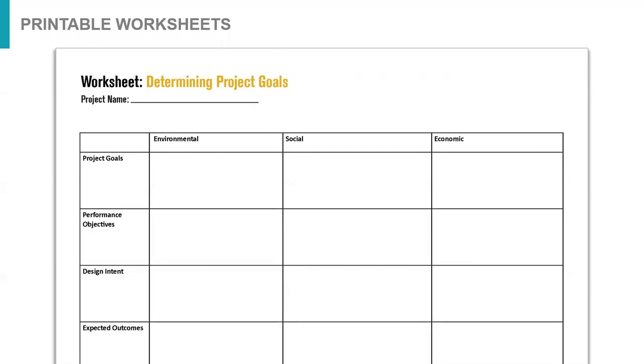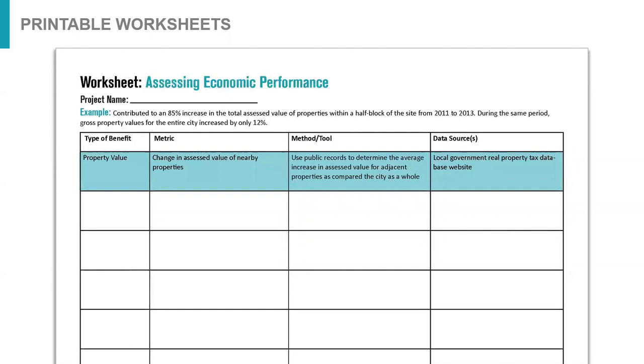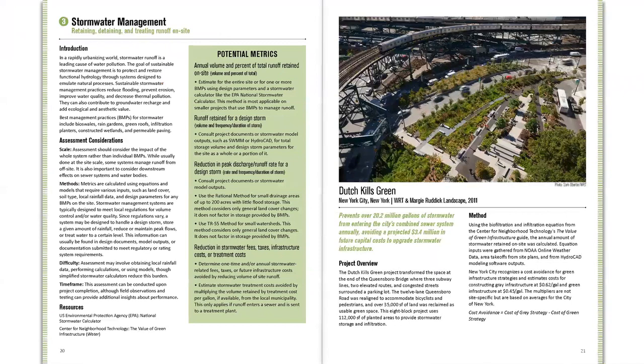And this one's for identifying different project goals, looking at performance objectives, design intent, expected outcomes, as we went through before. And then their associated benefits, metrics, methods, and potential data sources. It's really just meant as an idea generator to get you thinking about these things. So here's an example page for stormwater management.